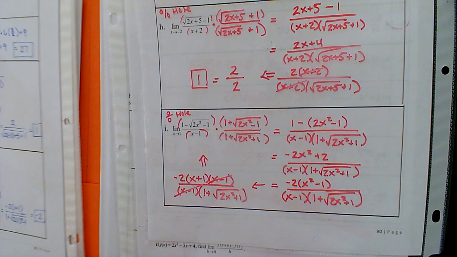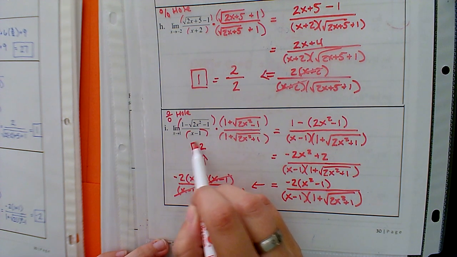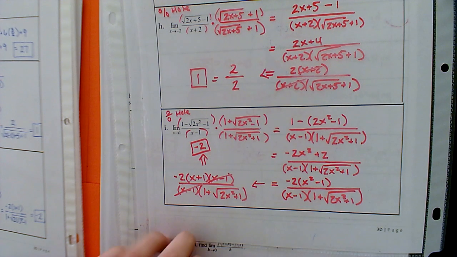So even though there's a hole at 1, as we come in from the left and the right, what is the height of that hole? Can we find it? Good, Dan? Did you get it? -2. Can we get that when we plug in 1? Yeah? Perfect.